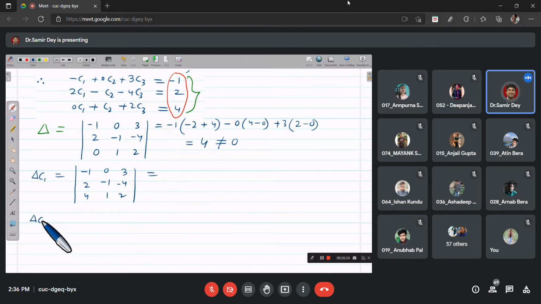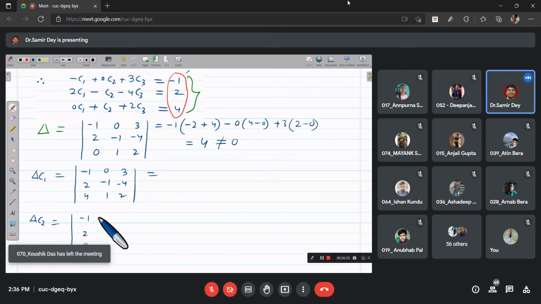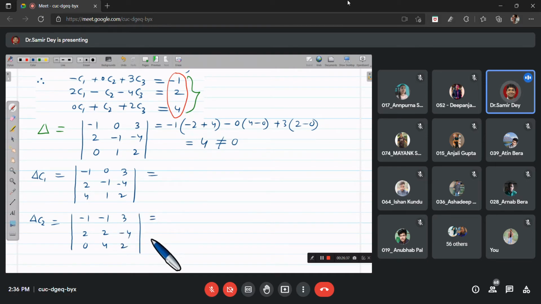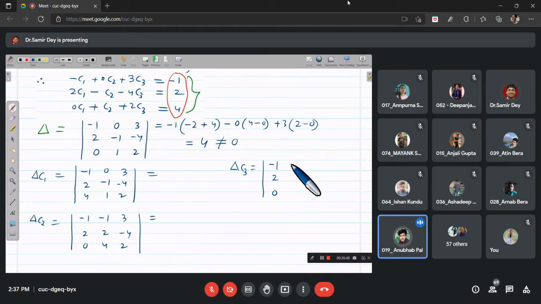Then I'm writing del C2. What will be the del C2? Minus 1, 2, 0, minus 1, 2, 4, and 3, minus 4, 2. You also please write down and calculate the value. Then I'm writing del C3. What is del C3? This value should be replaced by this portion. That is minus 1, 1, and minus 1, 2, 4. Now, what value is coming? Del C1 is 16.